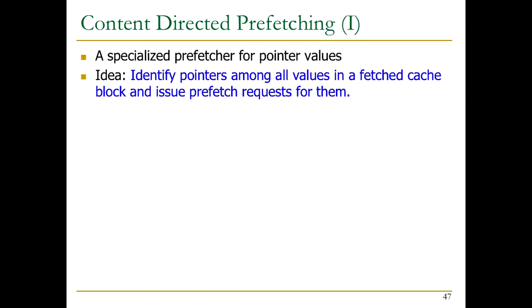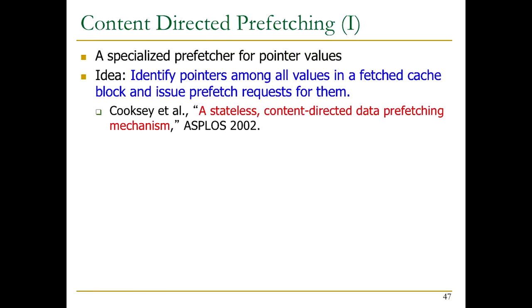Whenever you fetch a cache block, you identify the pointer values among them and issue a prefetch request for them. You scan the cache block and say, oh, this is a pointer, this is a pointer, this is a pointer. I'm likely going to access them because I'm loading this cache block. So let me issue prefetches for these pointers. And it was proposed in this paper.